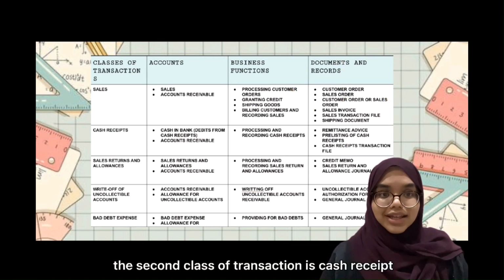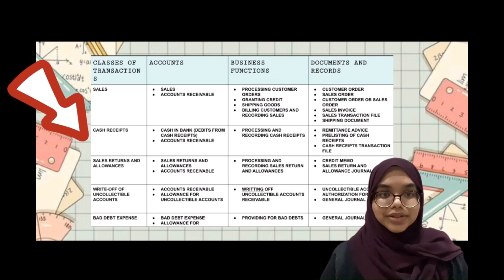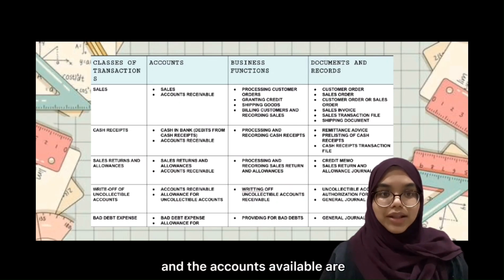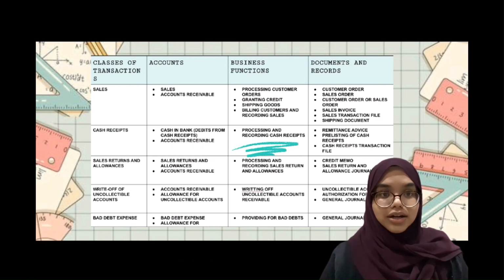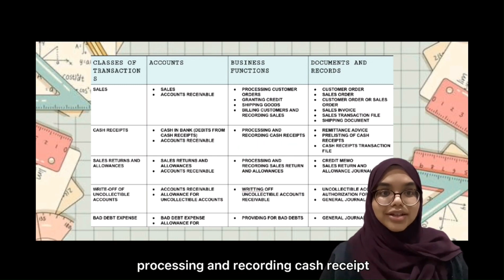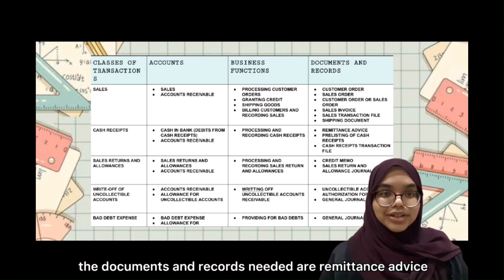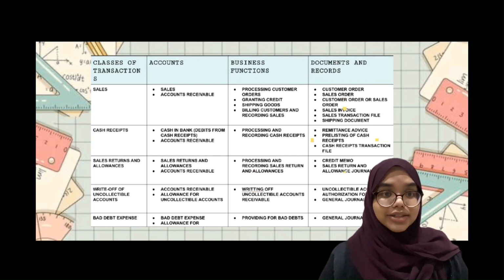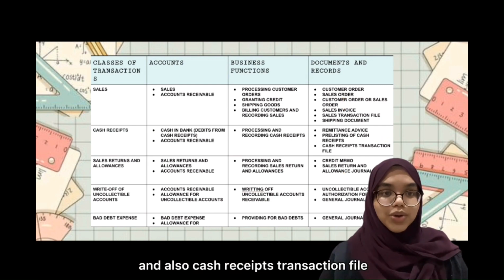Next, the second class of transaction is cash receipts. The accounts available are cash in bank and also accounts receivable. The business functions are processing and recording cash receipts. The documents and records needed are remittance advice, prelisting of cash receipts, and also the cash receipts transaction file.